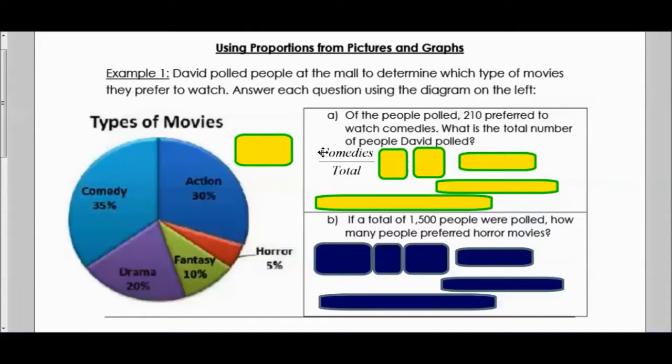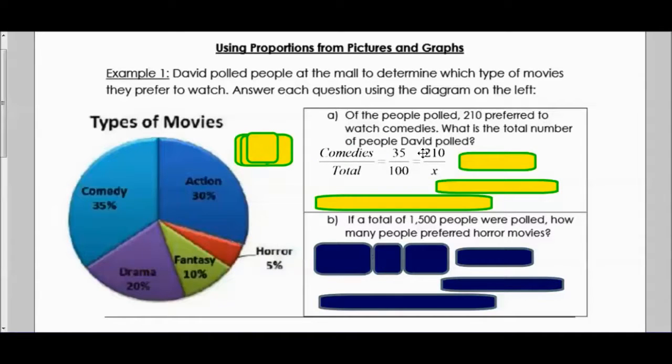So we're comparing the number of comedies to the total people polled. Really, that's coming from the question. What's the total number of people polled? We know that we need to use comedies here because that's the only other information we're given. 210 watch comedies, and we're given that 35% like comedies. That percent is a giveaway for part of our proportion, 35 over 100. The next part of the proportion is really what we're trying to find.